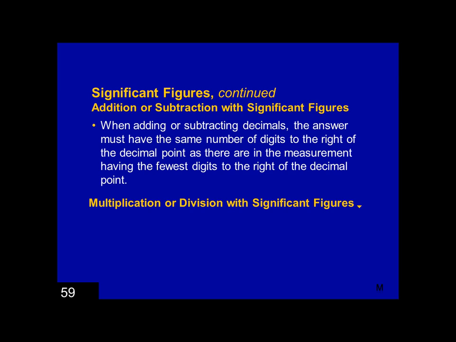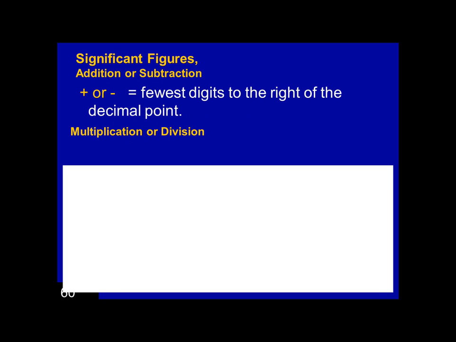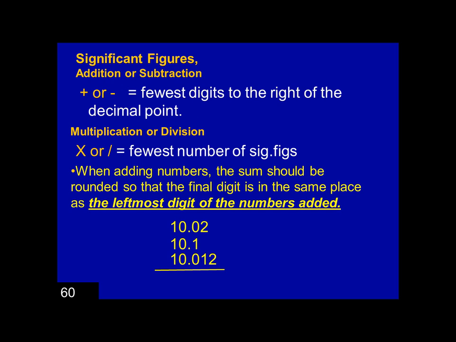When we're multiplying, and we'll do some examples in the next slide, when we're multiplying or dividing with significant figures, then you go by the least number of significant figures. So for multiplication or division, the answer can have no more significant figures than are in the measurement with the fewest number of significant figures. So addition or subtraction, you go by the fewest digits to the right of the decimal point, and multiplication or division, you go by the fewest number of significant figures.